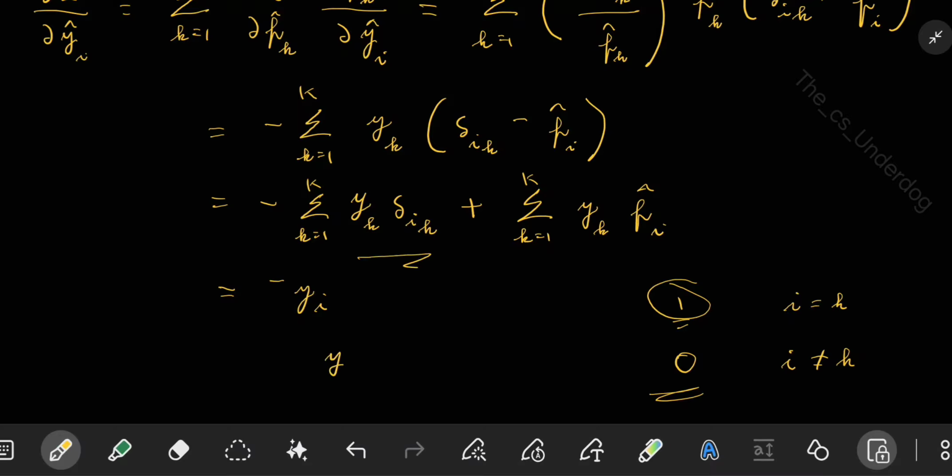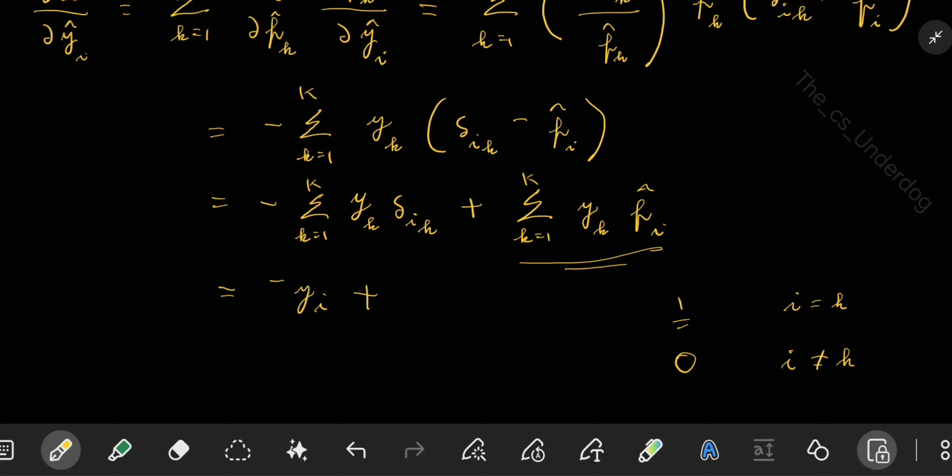Because this will be y1 into delta i1, plus y2 into delta i2 and so on. Here, one among these values, 1, 2, 3, 4, will be matching with i. Whichever is matching, for that particular case delta ik will take value 1, and that is why all other terms will cancel out and only one will remain, which will be yi. So that is why I am writing minus yi here.